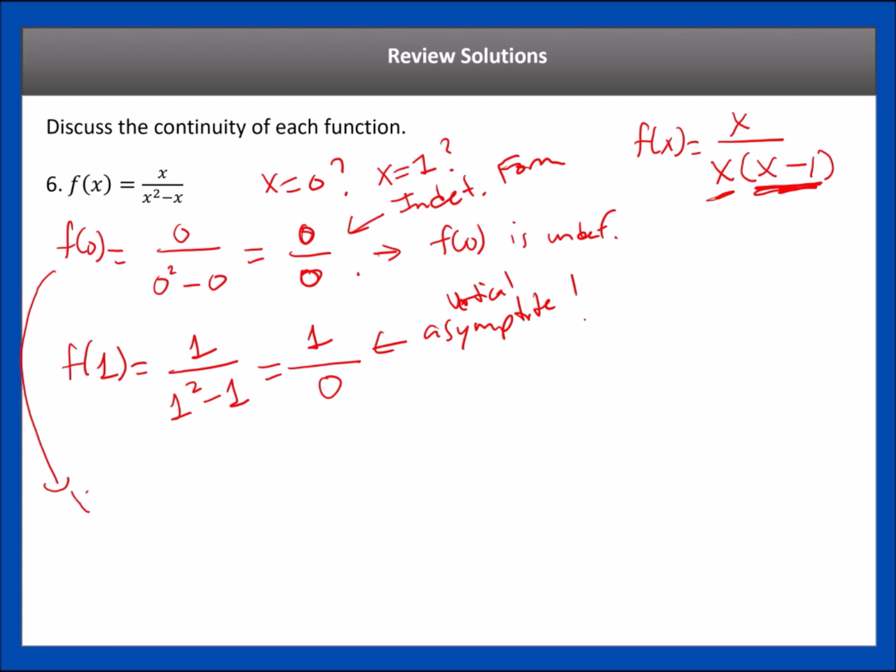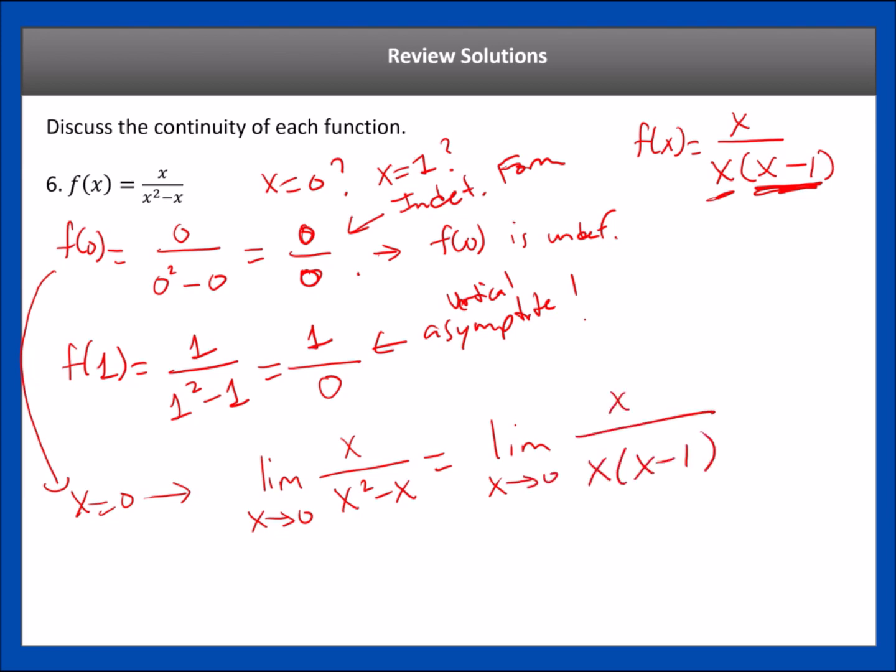Okay. So for x equals 0, let's do the limit as x approaches 0 of the function. But we know that if I factor it, I get x times x minus 1 in the denominator. That cancels out, leaving me with 1 over x minus 1. Then if I plug that in, doing a direct substitution, I get 1 over negative 1, which is negative 1. So the limit exists, which means that we have a hole. So we have a hole at x equals 0.